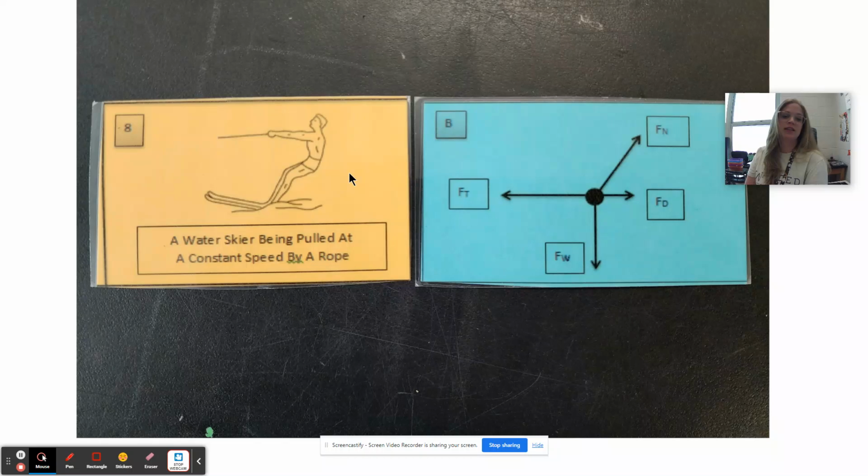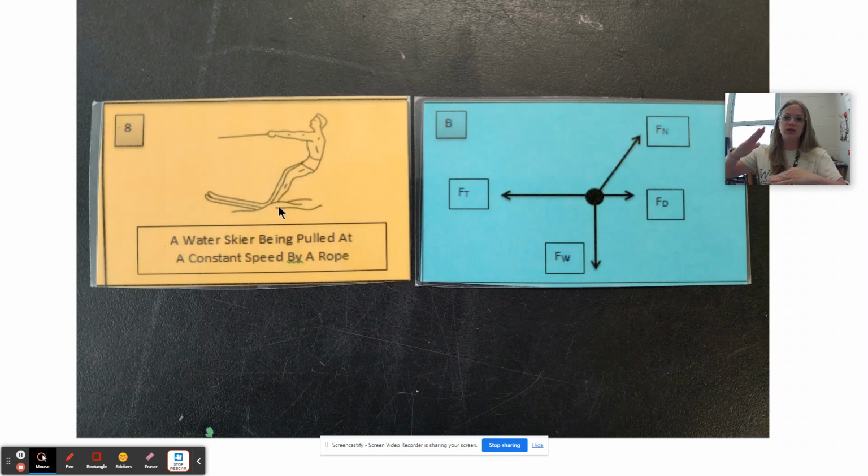All right, here we've got the guy that's water skiing. So here we've got gravity again. We have drag because he is going pretty fast through the air, and you'll have tension force coming from the rope. Now, the reason why this is normal force instead of buoyancy force is because he's actually going so fast across the water. He's not floating.